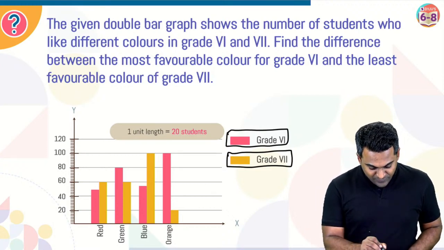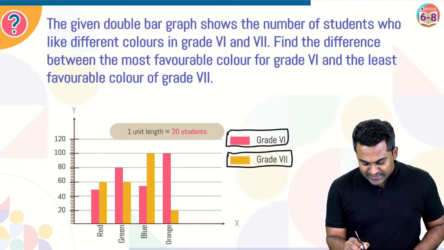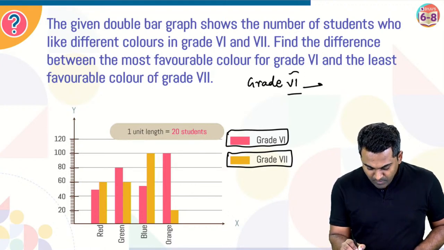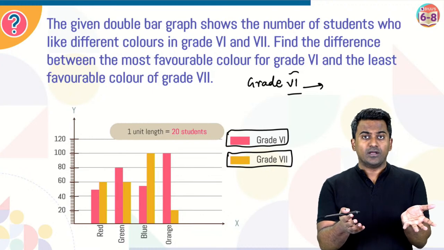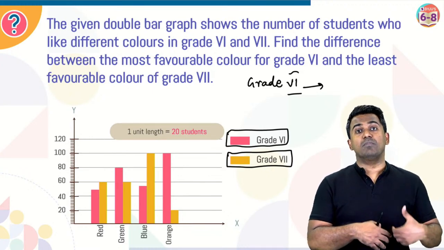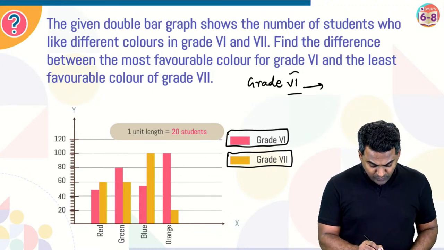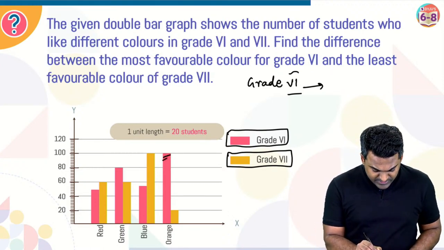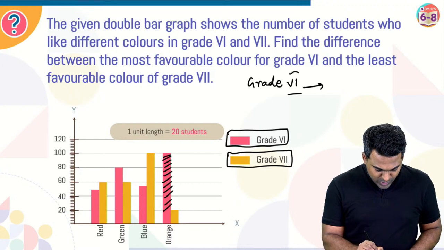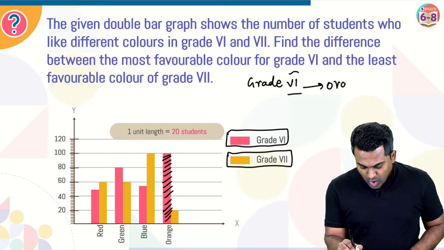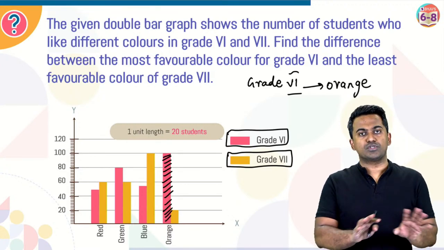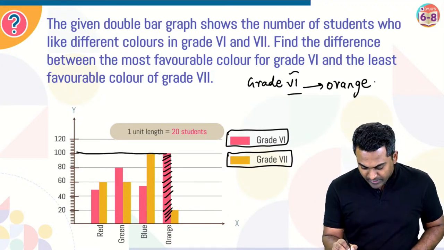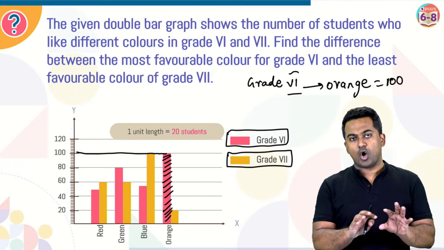Difference between most favorable color for grade 6. Most favorable color means what? The color which most number of students like. So which is the tallest colored bar here? The tallest bar is here, right? So grade 6, orange color is what most number of students like. And how many students like it? Well, it's falling on 100. So 100 students like orange in grade 6.